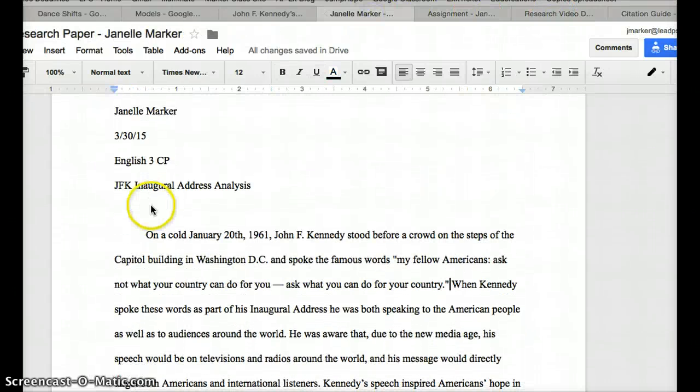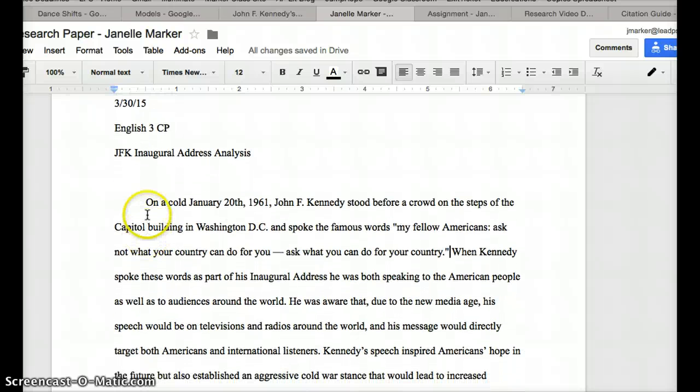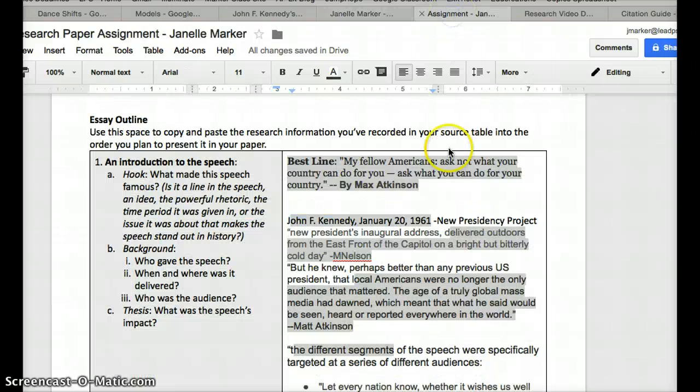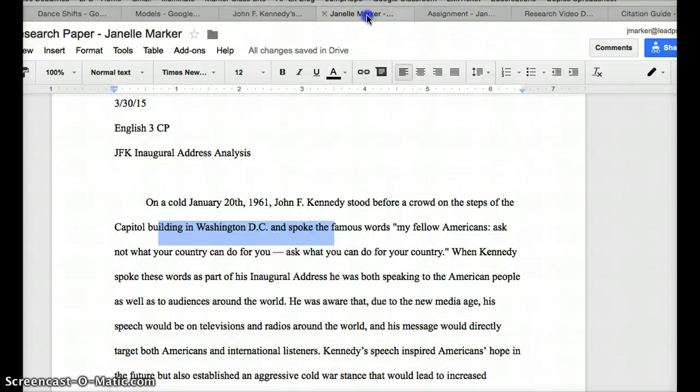So you're going to finish writing a sentence. So I wrote my hook about Kennedy's famous words from his speech. I also gave a little bit of context before the quote, which you should always do, about when Kennedy actually spoke those words and where he was speaking. So I need to look into my outline and find out where the source that I got that information was from. A couple notes on this.